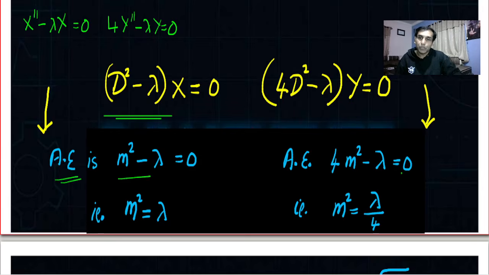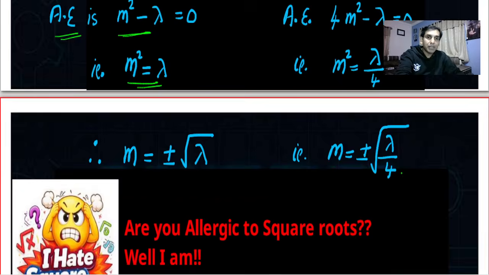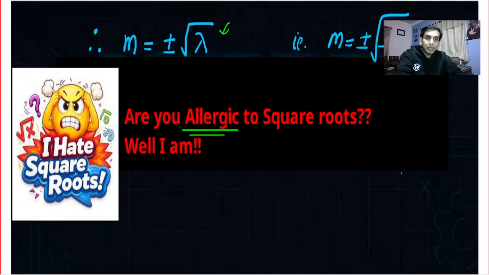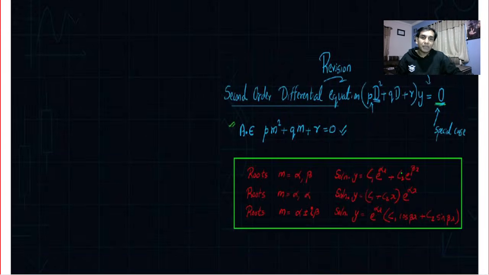So the auxiliary equation: I got m square equal to lambda, m square equal to lambda by 4. And those who watched the first video will understand what to do now. Come on. In our first problem in the last video, we got stuck inside a square root. And of course, I am allergic to square root. Many people hate square root and I am one of them. So I want to escape. Now, think for a moment. I want you to remember this formula. Do you remember the formula?